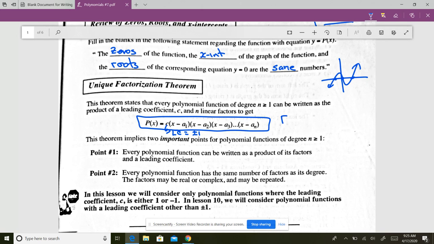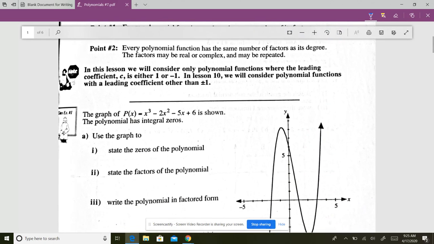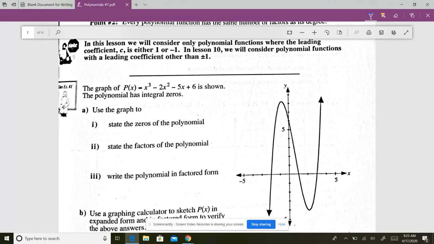And then the factors, or the zeros, of this general function are what make each bracket 0. So in this case, it would be a1, a2, a3, etc. All right, so we start with this polynomial function, x cubed minus 2x squared minus 5x plus 6. This is the graph. They want us to write it in factored form. You can see that the x-intercepts are -2, 1, and 3. So the zeros, obviously, -2, 1, 3.